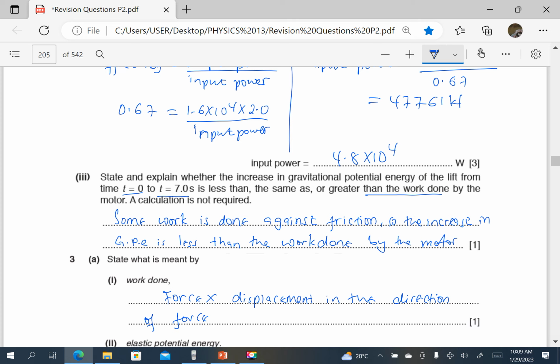I can add it here. Some work is done in lifting the cable itself. So it means the increase in gravitational potential energy is less. Some work which is used to lift the cable itself does not become an increase in gravitational potential energy. So it is actually useless.